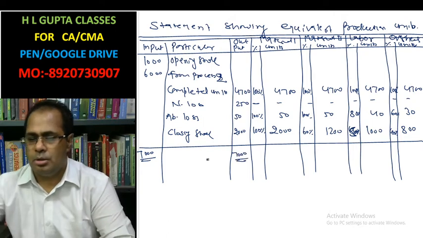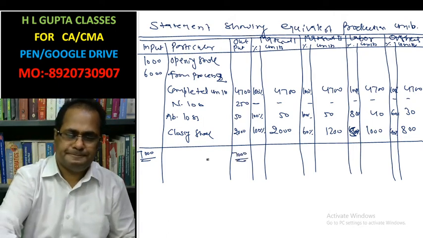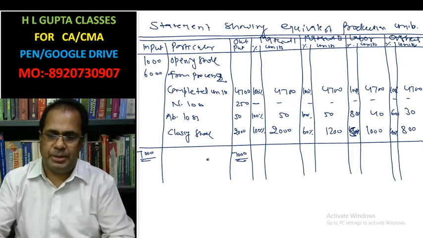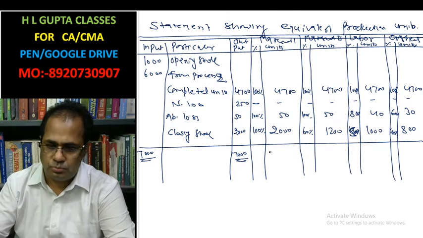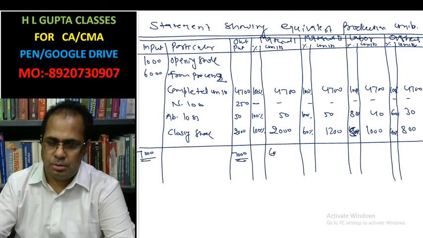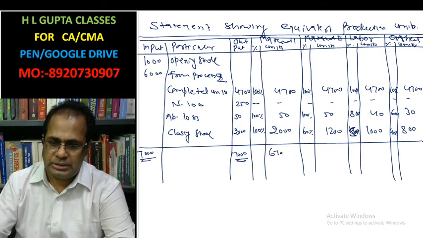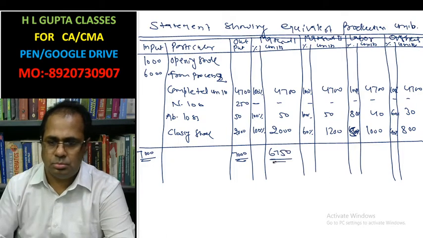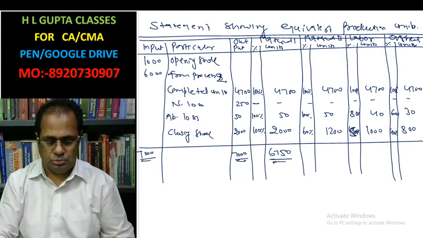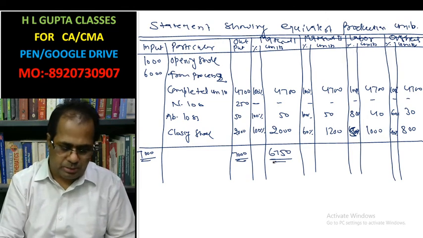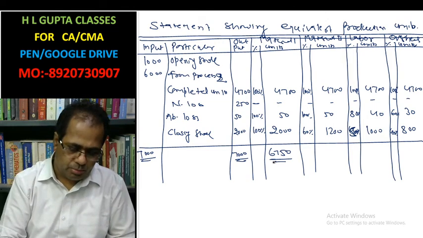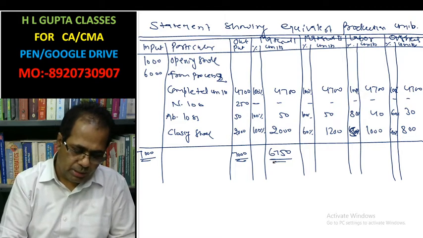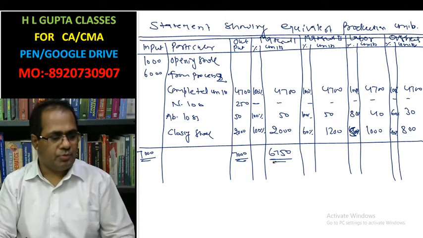Look at it. In this case, 6750 plus 50, then 4700 plus 1250, which is 5950.